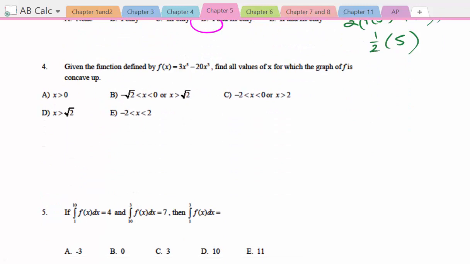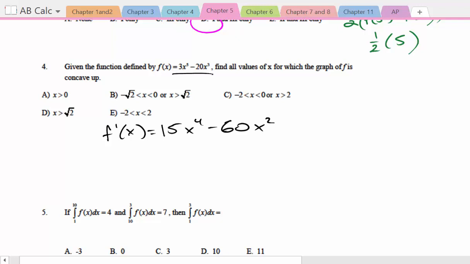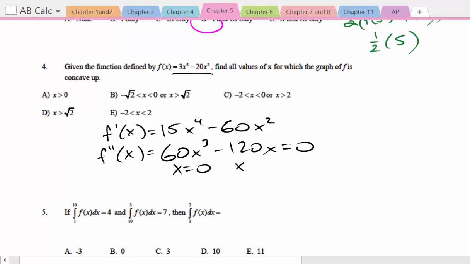Number 4, this is just a review question. Given the function is defined as so, find all the values of x for which the graph of f is concave up. It's your job to get down to the second derivative. So the first derivative is this. The second derivative is this. If I set this equal to 0, I can find out that x is equal to 0 and x is equal to plus or minus root 2.